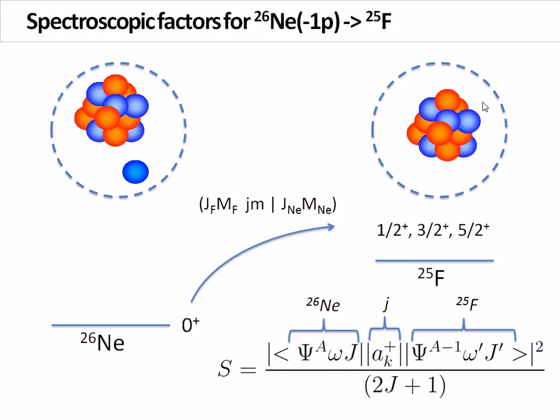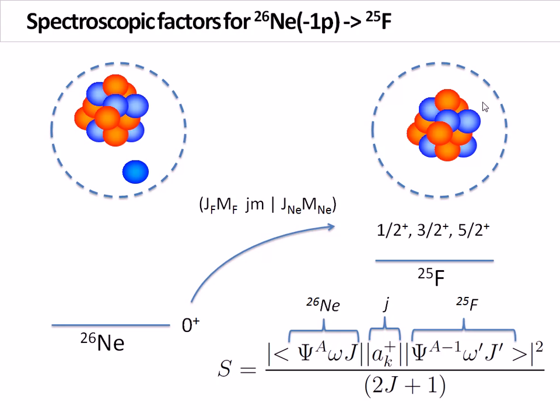Okay, so what we can do then is go on and calculate spectroscopic factors, and this is what Jeff was talking about this morning. The idea is that we have neon 26, and we're asking what is the parentage of states of fluorine 25 plus one neutron in the ground state of neon 26. What's the parentage of that sort of state in neon 26?